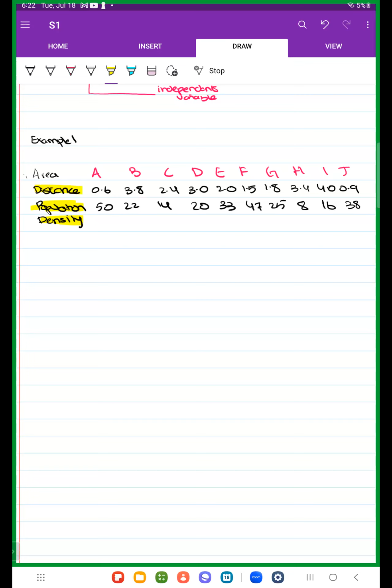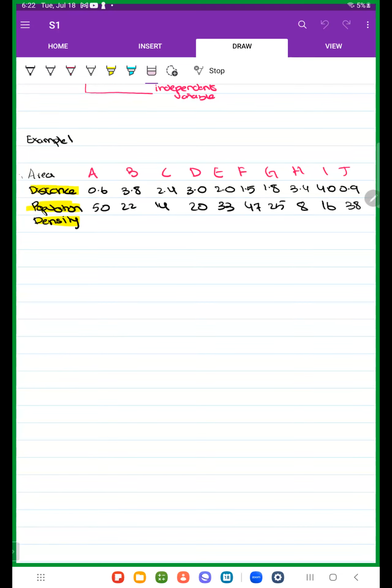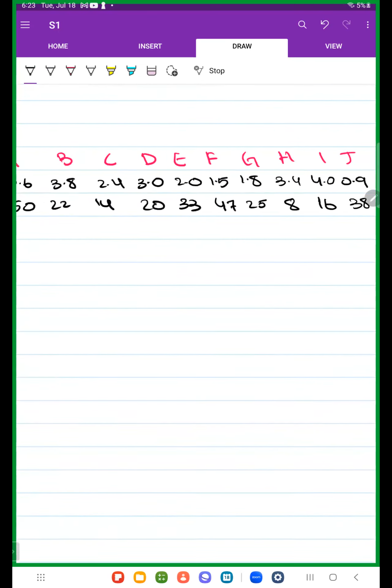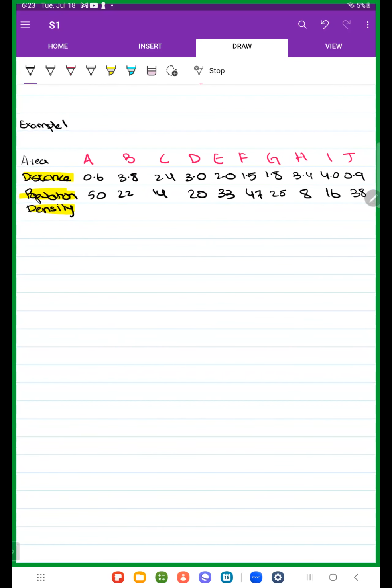Can you do this? Do you have a graph paper? It's okay. I'll just draw it on my booklet. Is the distance 4.0 or 40? 4.0. So right now I'm making it for distance and population density, right? Yes. Tell me which will be my independent variable and which will be my dependent variable.